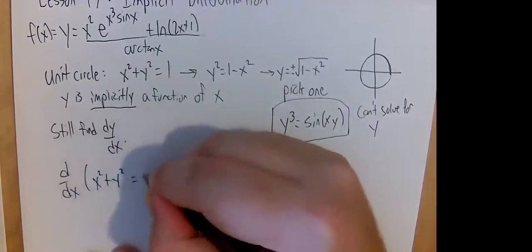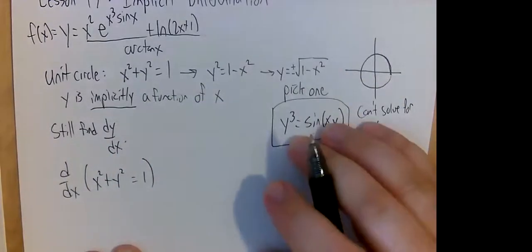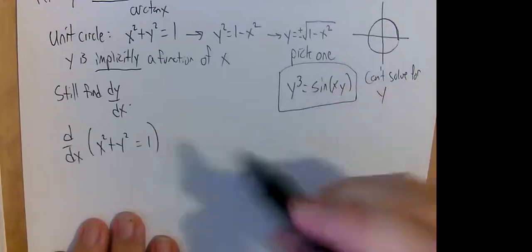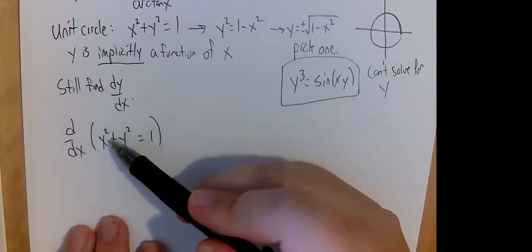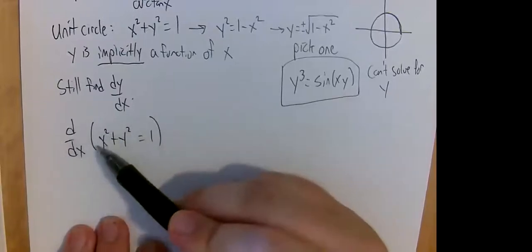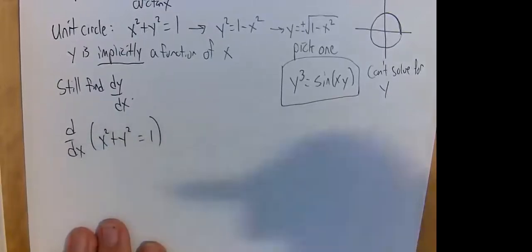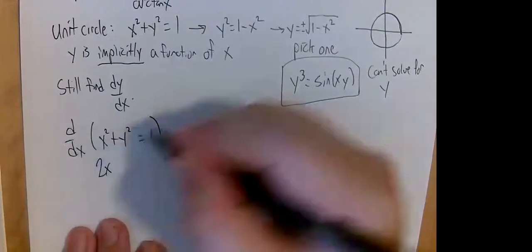Let's say I wanted to find a derivative involving a circle. So let's go through the motions here. The derivative of x squared, well, that just has x's in it, so we just do that normally. The derivative of x squared, as we've seen many times, is 2x.